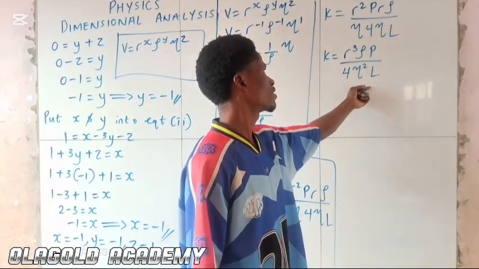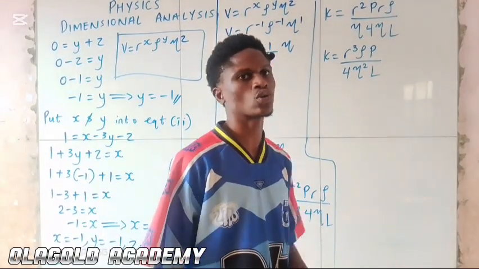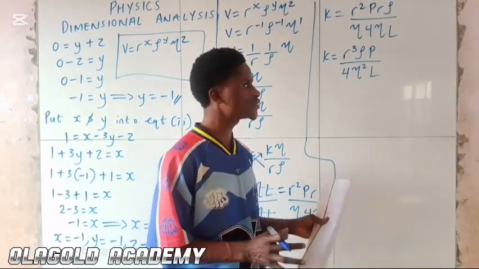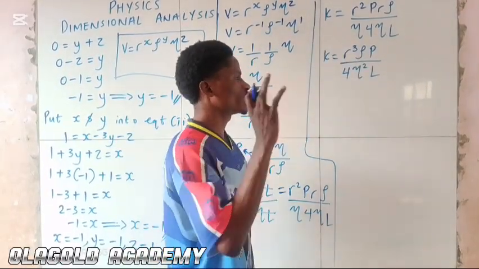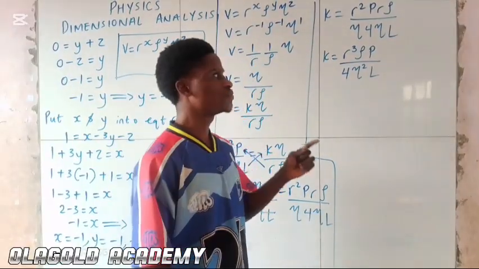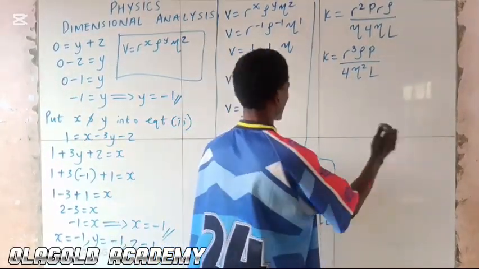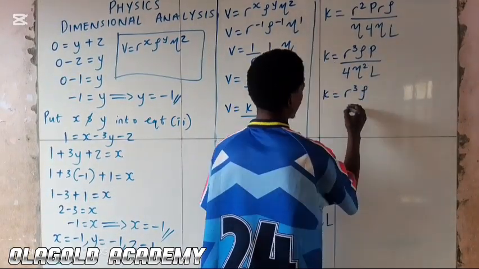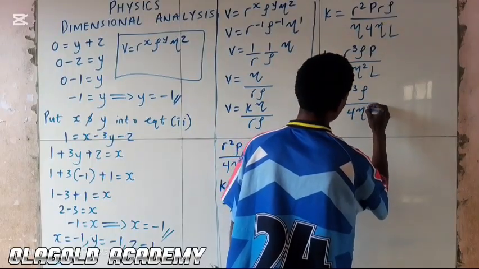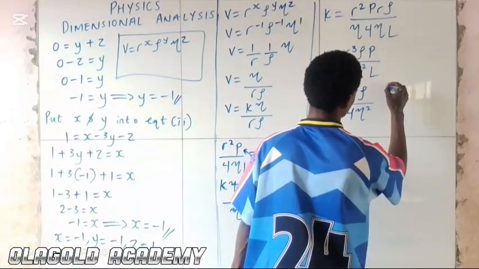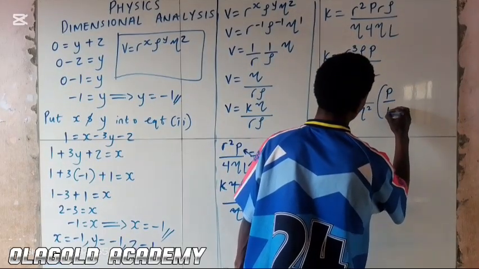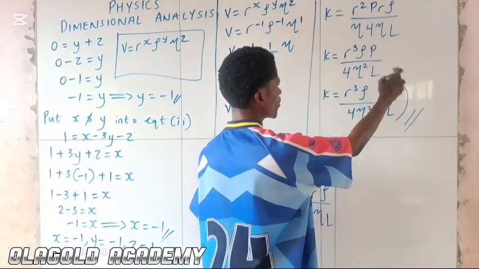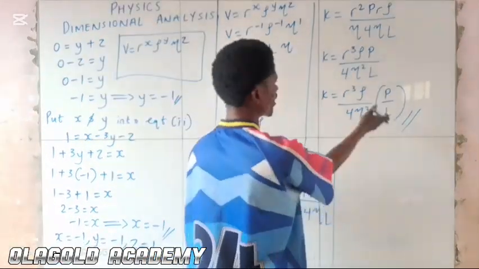But the question says that p over l is the pressure gradient. So it's very okay to separate the pressure gradient out. So we're going to have k equal to r cubed rho over 4 eta squared multiplied by p over l. So we have this as our final answer, where p over l is the pressure gradient.